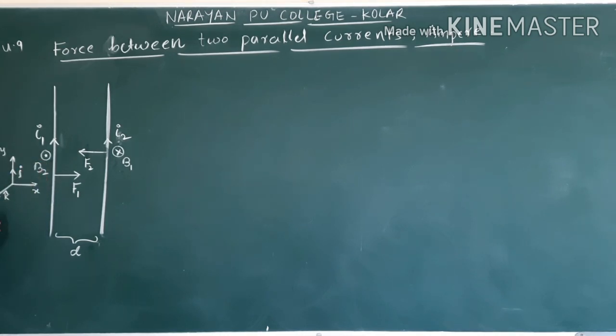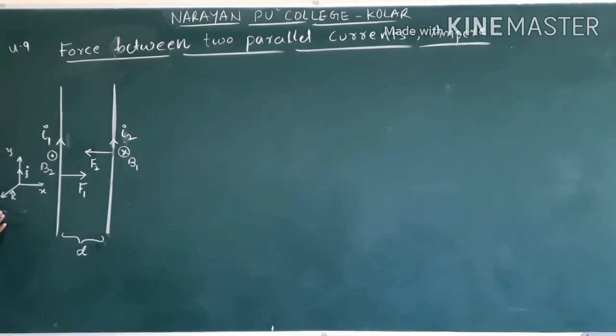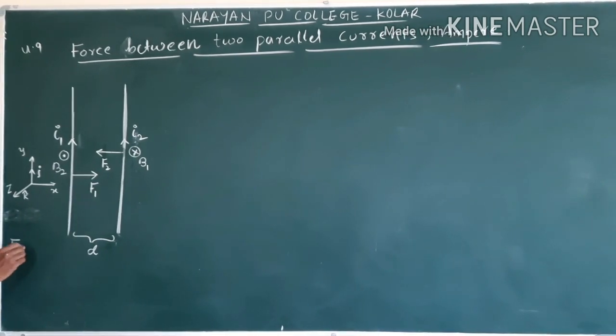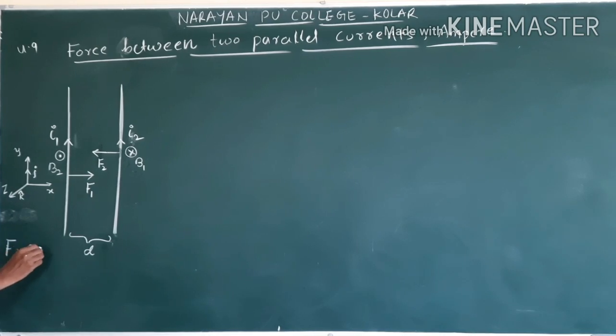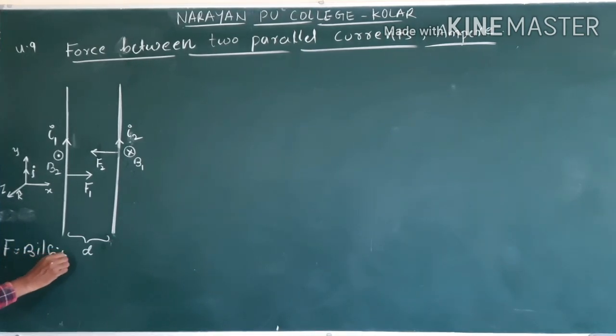So what is the force formula? F is equal to BIL sin theta. But in vector form, it is IL cross B. So we need to do the cross product of the current element with the field.